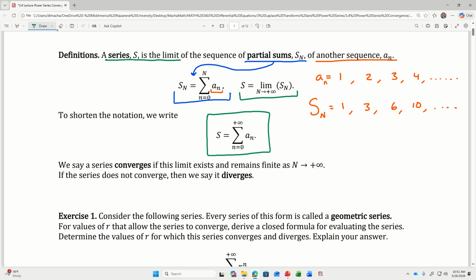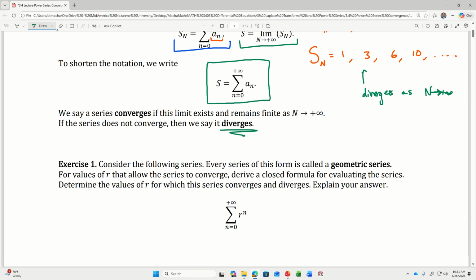So what about the series I just wrote down? This sequence of partial sums, does this limit exist as n goes to infinity? This diverges as n approaches plus infinity. It diverges to infinity, so you could say the limit exists, the limit is plus infinity, but we still say that this diverges because it doesn't remain finite.